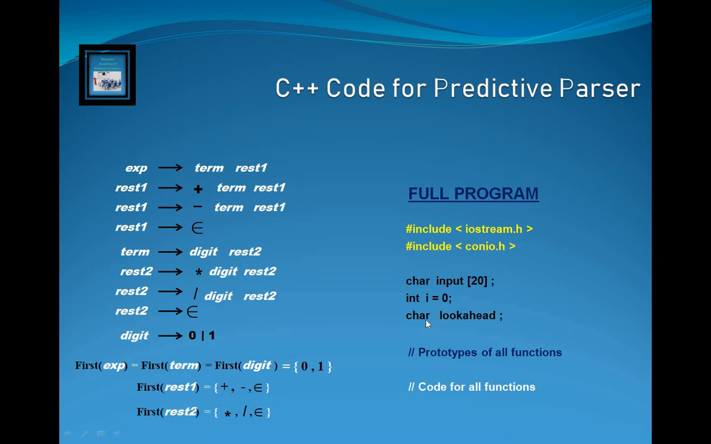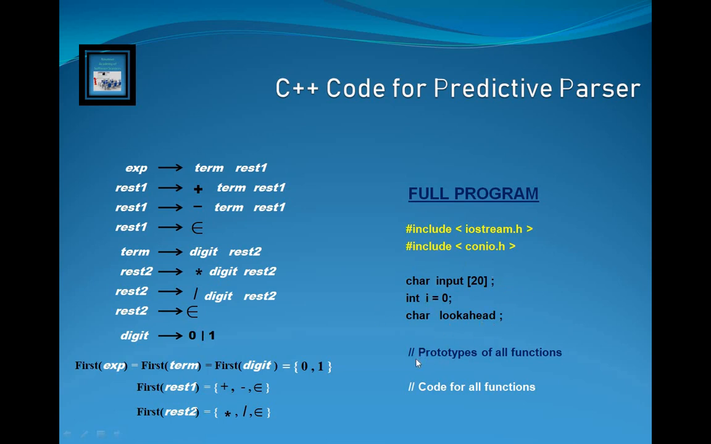After that we also declare the look ahead variable. So these three variables are: input, a one-dimensional array of characters; the I variable as an integer; and look ahead, which in fact represents the current token. As we are assuming that each character is a token, look ahead's type is character. By declaring these three variables as global variables, we can use them anywhere in the program.